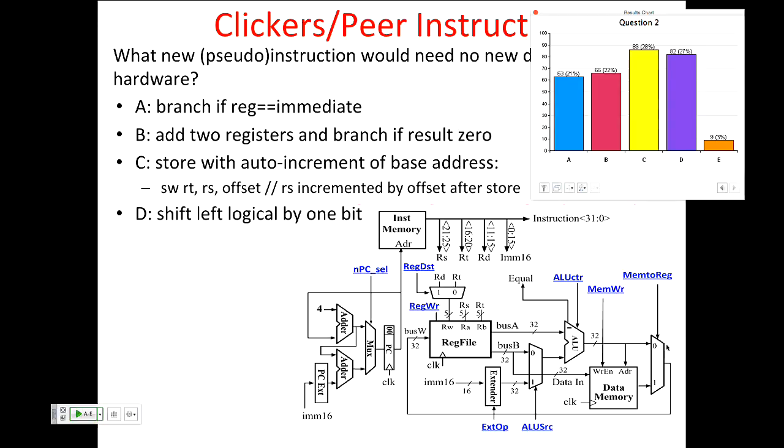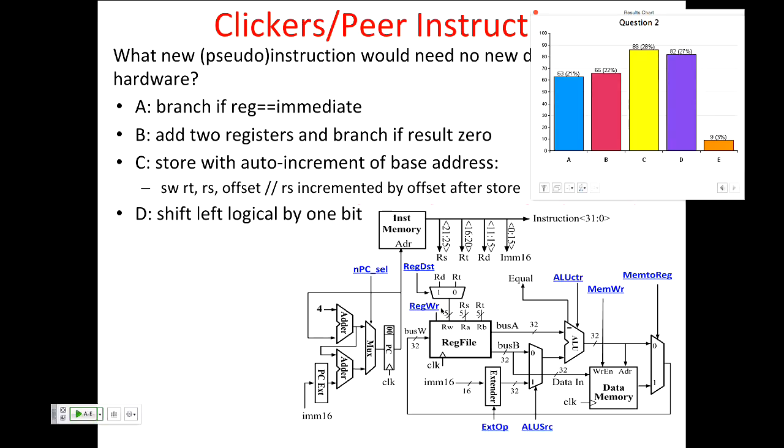So I need to set memreg to 0. I don't need to add any circuitry to do that, right? I just need to set memreg to 0. So far, so good. The value comes to the reg file. It's at bus W. I need to have reg write set to a 1 now. Not a big deal. I can set it to 1. But I need to specify that I'm storing the value at RS.